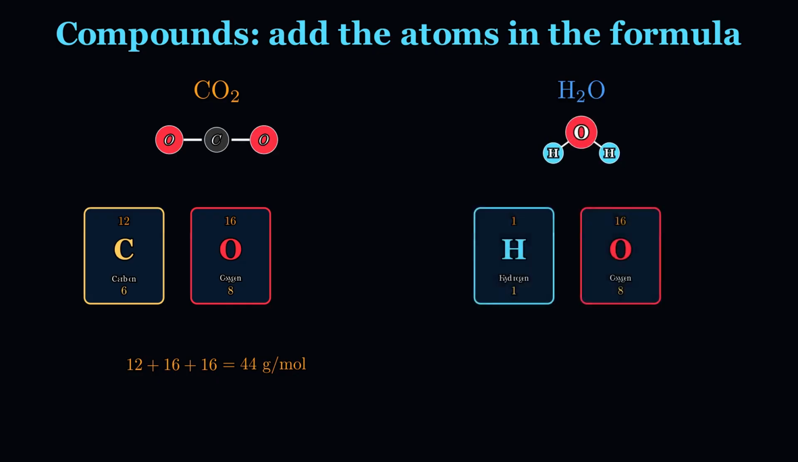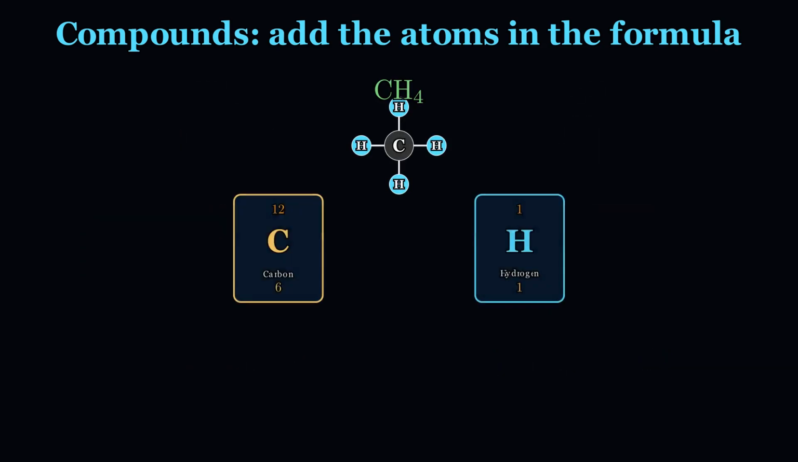Now water. Hydrogen has a mass number of 1. Oxygen has a mass number of 16. Water contains 2 hydrogen atoms and 1 oxygen atom. So the molar mass is 1 plus 1 plus 16. That gives 18 grams per mole.